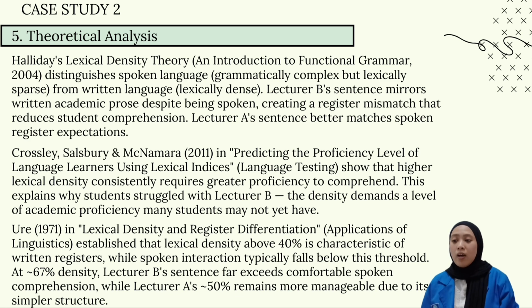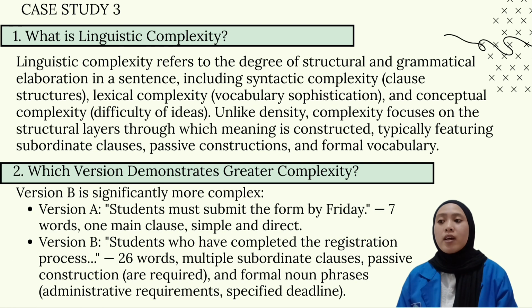Ure established that lexical density above 50% is characteristic of written registers, while spoken interaction typically falls below this threshold. At 67% density, lecturer B far exceeds comfortable spoken comprehension, while lecturer A's 50% remains more manageable due to its simpler structure. Case study 3.